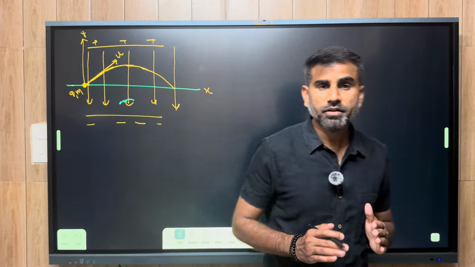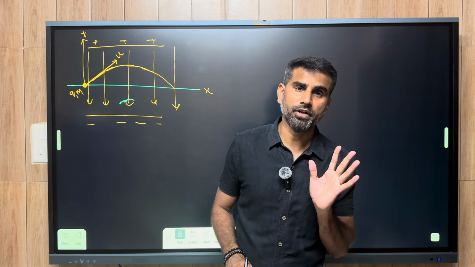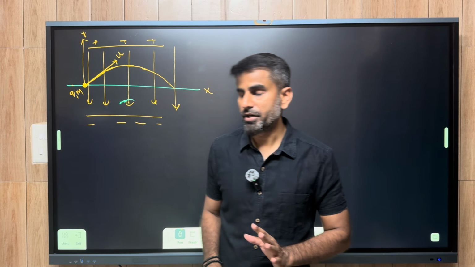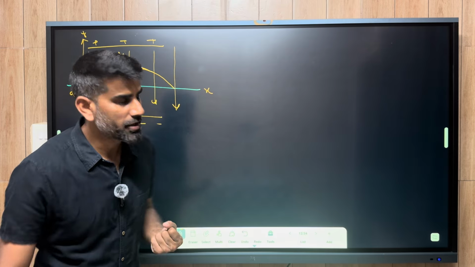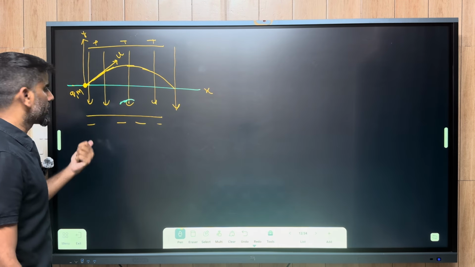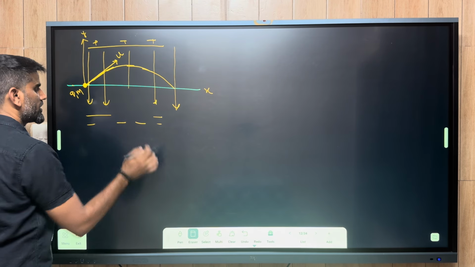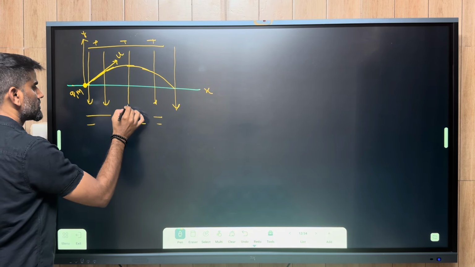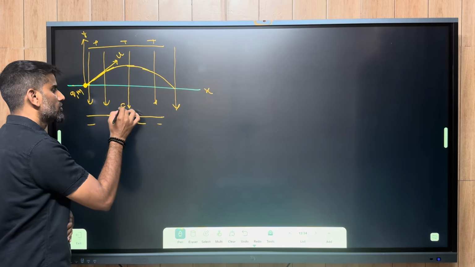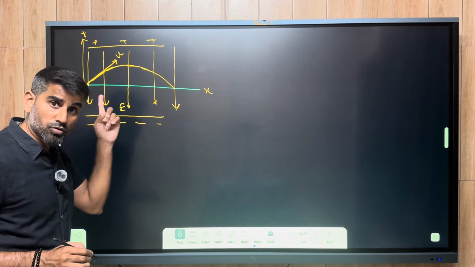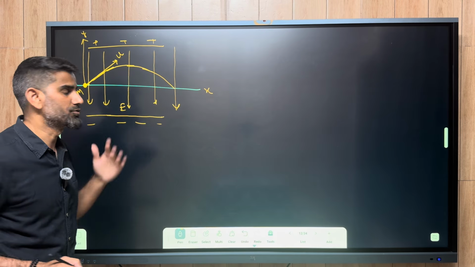I have projected the charged particle with a certain velocity at a certain angle to the electric field. This kind of projection is called oblique projection. So the electric field is in the downward direction, so the force on the charged particle also must be in the downward direction, because the charge that I've considered is positive charge.